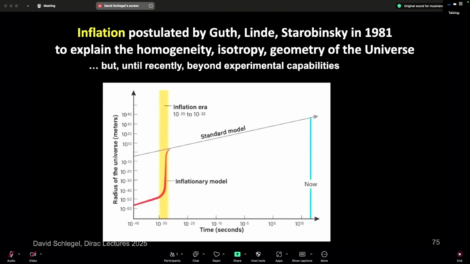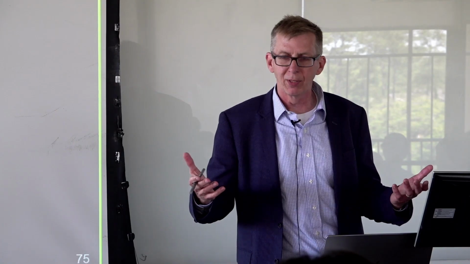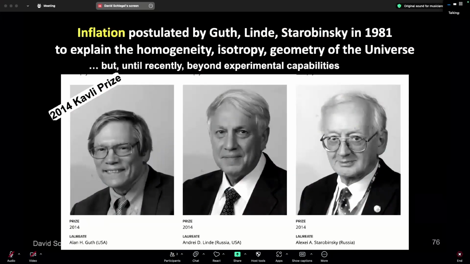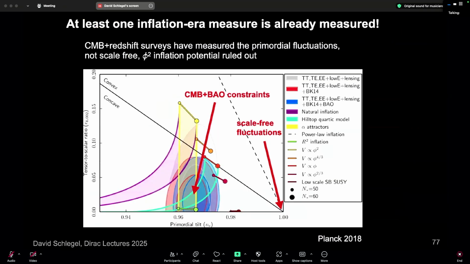This was first postulated in 1981, but besides these general observations, until recently it has really been beyond the scope of any experiment you could hope to do. Here's another case where they did eventually get the Kavli Prize, but they also had to wait 33 years for this. But this is something that we can now explore today.